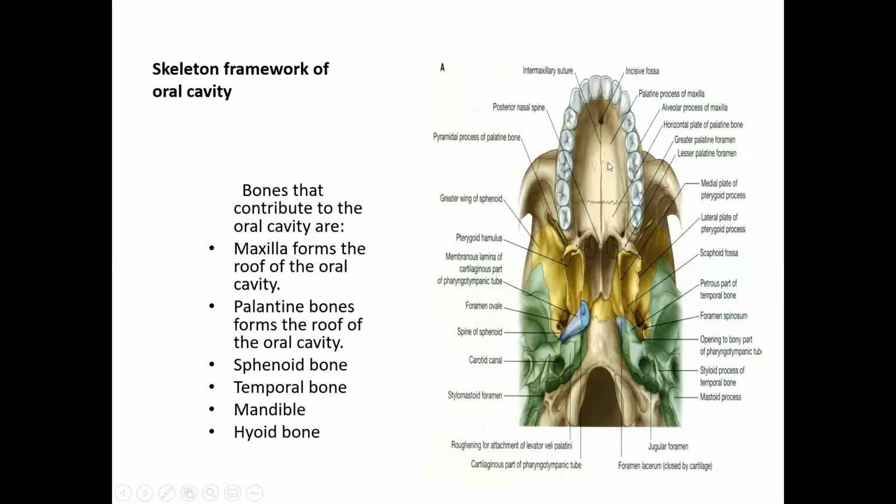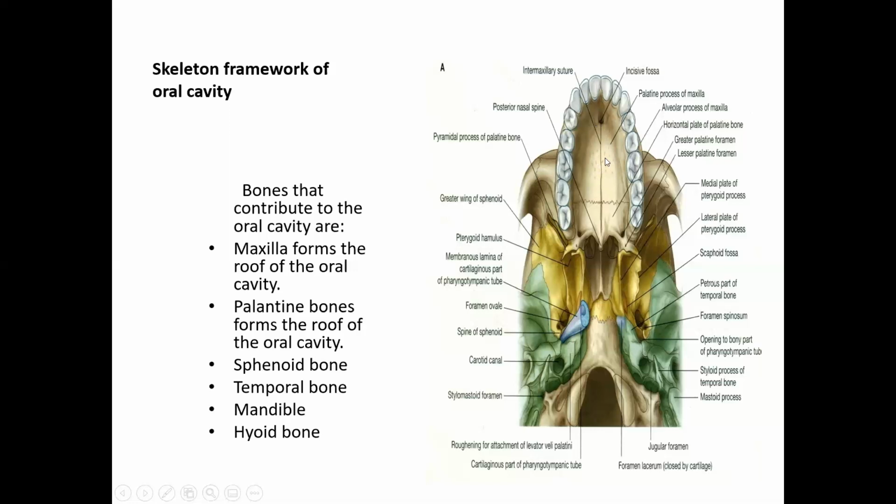You can see here, these are the two horizontal plates of the maxilla, which are articulated by the intermaxillary sutures. The intermaxillary suture is a joint between the two horizontal plates of the maxilla, and this is the framework of the anterior two-thirds of the hard palate.